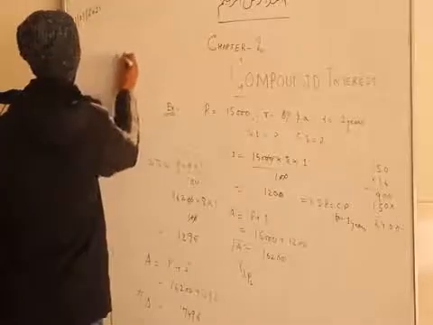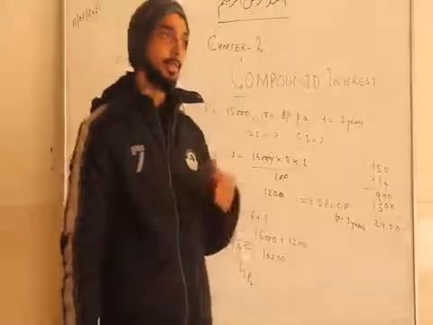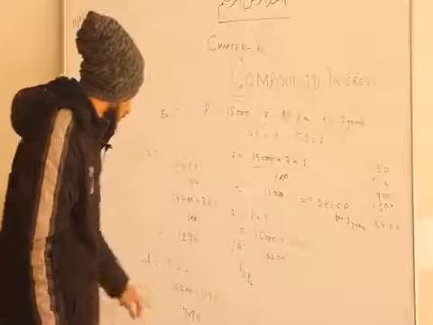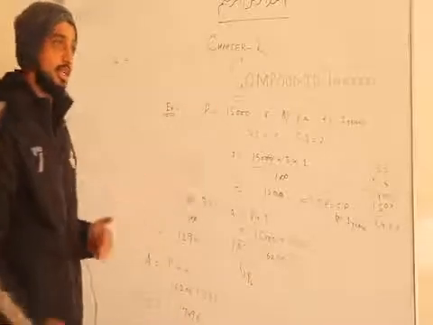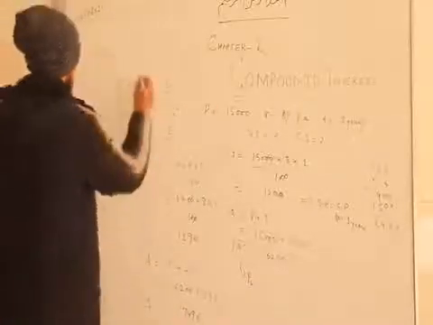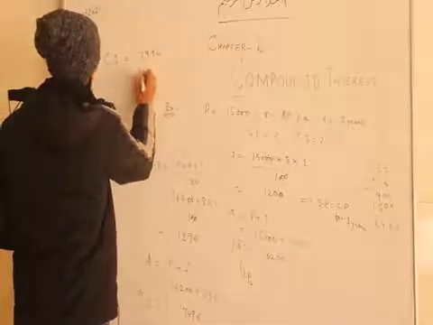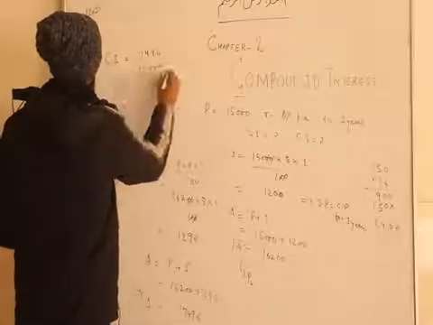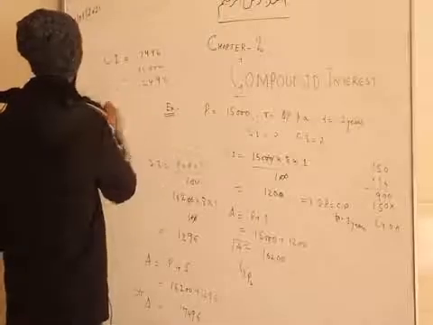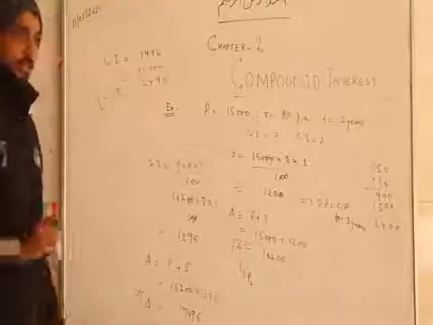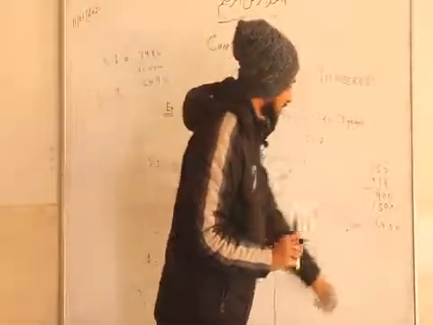Basically the compound interest is the difference between the final amount and the starting amount. So this is the final amount and this one is the starting amount. The difference between these two is known as the compound interest. So 17,496 minus 15,000 is 2,496. This is the compound interest, and what we calculated as simple interest is 2,400.